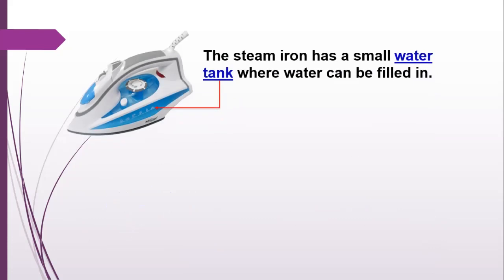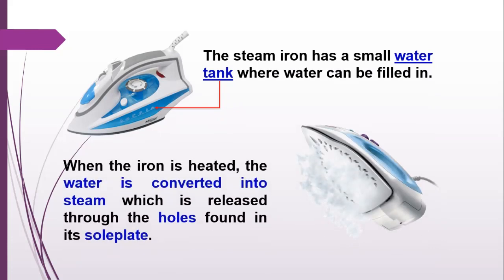The steam iron has a small water tank where water can be filled. When the iron is heated, the water is converted into steam, which is released through the holes found in its sole plate. The steam iron helps to remove wrinkles and creases from fabrics and garments more easily and quickly than when using the dry iron.